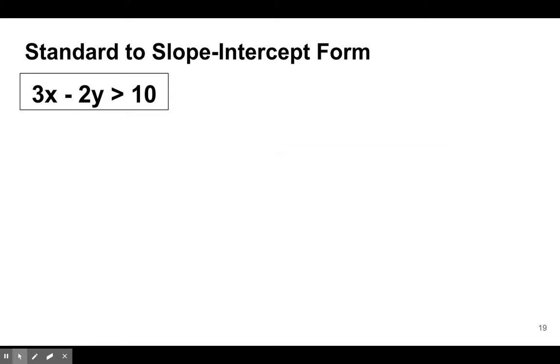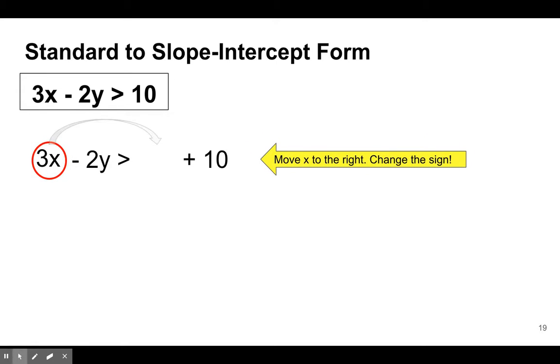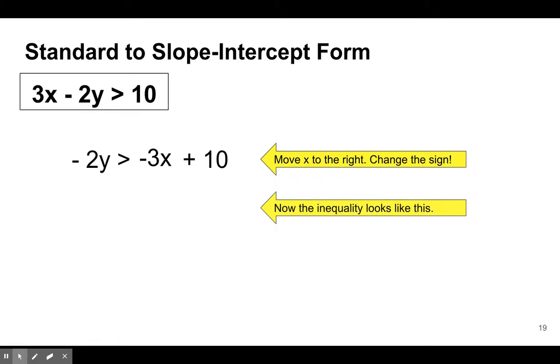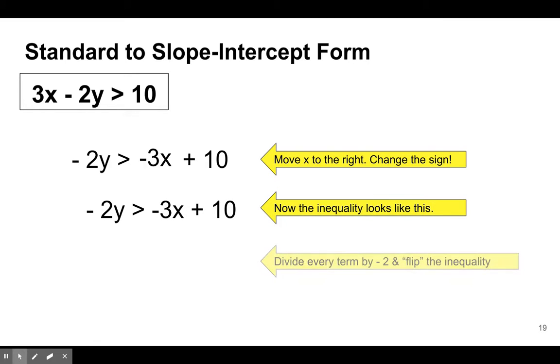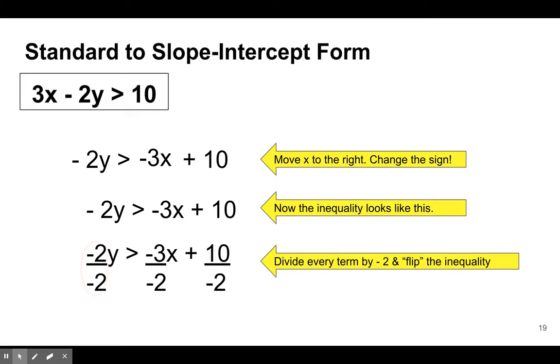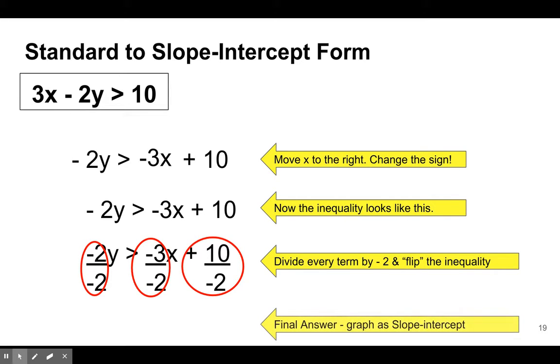Again, we start off in standard form. We want to move the x to the other side. And then we're going to have to get the y alone. Now, this is where you also want to be careful because you recall from inequalities that if you divide by a negative number, then you're going to have to flip that inequality. So this starts off as y being greater, but after we divide by a negative, it's actually y is less than. And so this time we are going to have a dashed line and we will shade below.